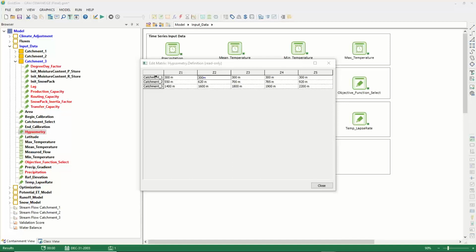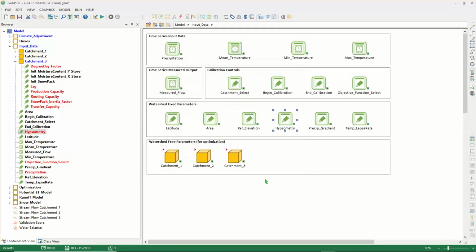slices. So catchment 1 is a very low altitude catchment, so I've put 300 meters for all slices. I don't think it's relevant to model this catchment over several elevations, so I just put the same thing. But catchment number 2 and 3 is important, and that's why it's varying. The precipitation gradient and the temperature lapse rate for taking into account the orographic effect.